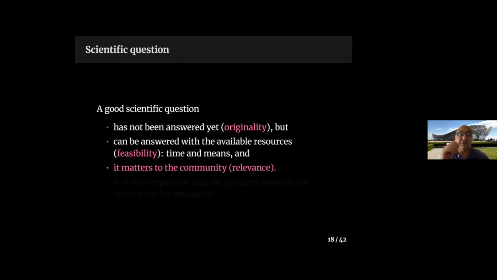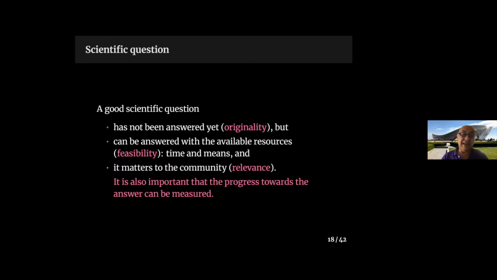The scientific question has to matter to the community. It has to be original, feasible, and relevant. These are the three characteristics that you have to ask your advisor to provide you with a scientific question: originality, feasibility, and relevance. So assume you already have a scientific question. It is important that your advisor or your colleagues, the members of your research team, are able to follow your advances, are able to follow your progress.